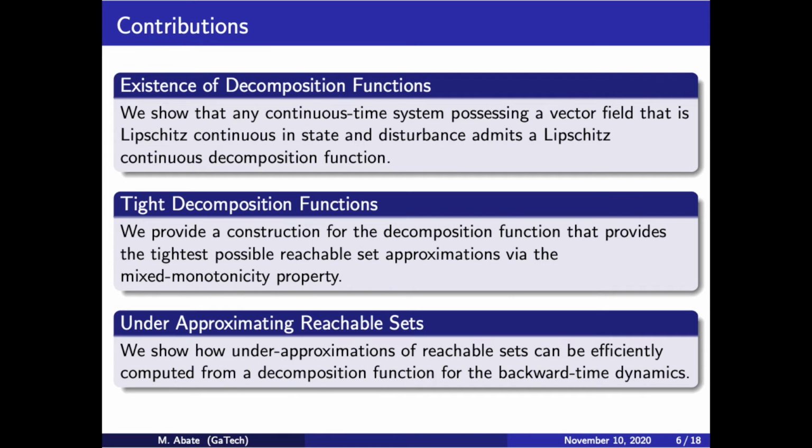So there are three main contributions of our work. First, we answer the question of existence of decomposition functions, and we show that any continuous time system possessing a vector field that is Lipschitz continuous in state and disturbance will admit a continuous time decomposition function. This decomposition function is constructed as an optimization problem. However, we show through example how a closed form decomposition function can be computed in certain instances. Additionally, we provide a notion of tightness in the procedure.